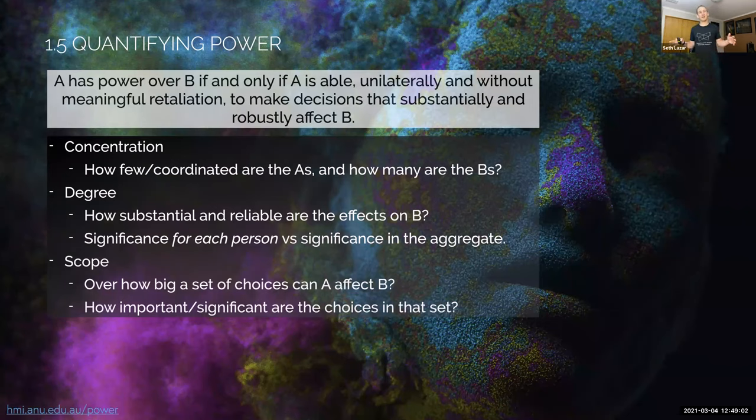Okay, so the dimensions of power. So concentration. This is a simple one, it's just a ratio. How many people have you got power over versus how many people have the power? How few are the A's and how many are the B's? Degree. So how big are the effects on the B's? If A can kill B, that's a pretty big effect, a pretty significant degree of power.